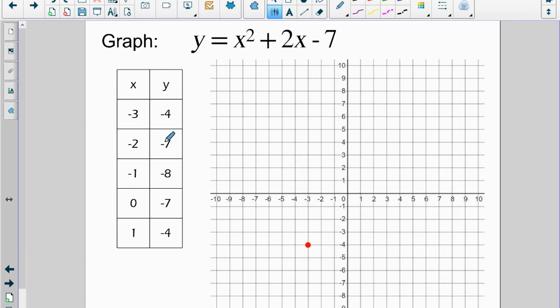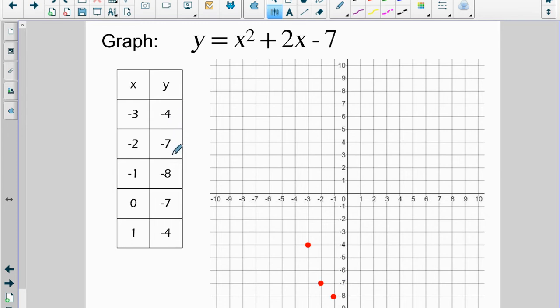Next, I have negative 2, negative 7. So my x value is negative 2. I go to the left 2 spots. My y value is negative 7. I go down to negative 7, place a dot. And I have negative 1, negative 8. So I go to negative 1 on the x-axis. I go all the way down to negative 8 on the y-axis, place a dot.